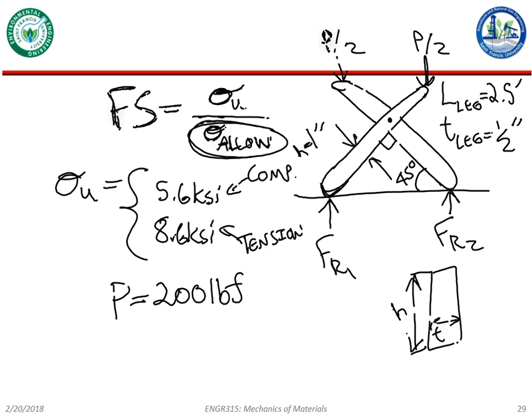Okay? So are we clear on what the problem is? Cool. So I'm just going to write a couple of values over here. 5.6 KSI tension, 8.6 KSI compression. Cool. Question is, factor of safety equals what? All right. Oh yeah, and load is 200 pounds.